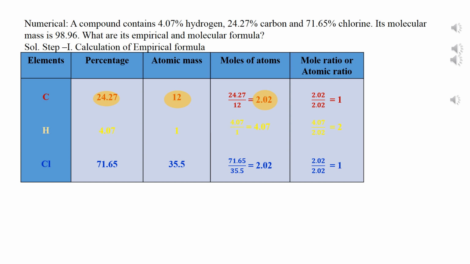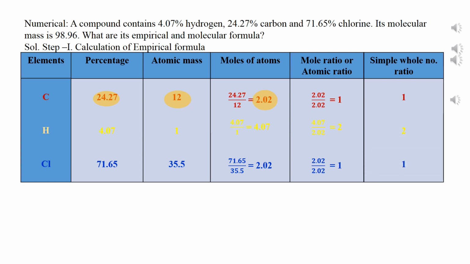In case of carbon, 2.02 divided by 2.02 comes out to be 1. In case of hydrogen, 4.07 divided by 2.02 is equal to 2. And in case of chlorine also, it comes out to be 1. So in the last step, we have to find out the simple whole number ratio of each element in the molecule of that compound. In this case, it comes out to be 1 for carbon, 2 for hydrogen, and 1 for chlorine.